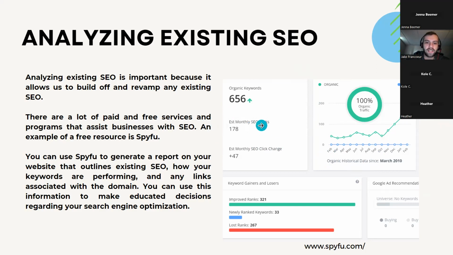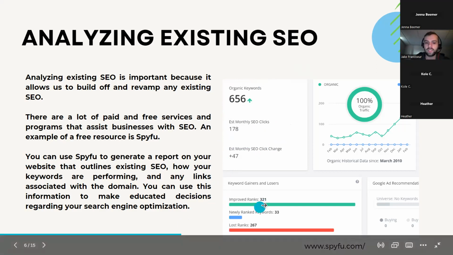So you can see here estimated monthly SEO clicks. We're getting 178 clicks off our 656 keywords. Our estimated monthly SEO click change is plus 47. What that means is the average clicks of people that originate elsewhere and come to our website via keywords is improving by 47, right? Which is a good number to see. So you can see here, improved ranked keywords is 321.